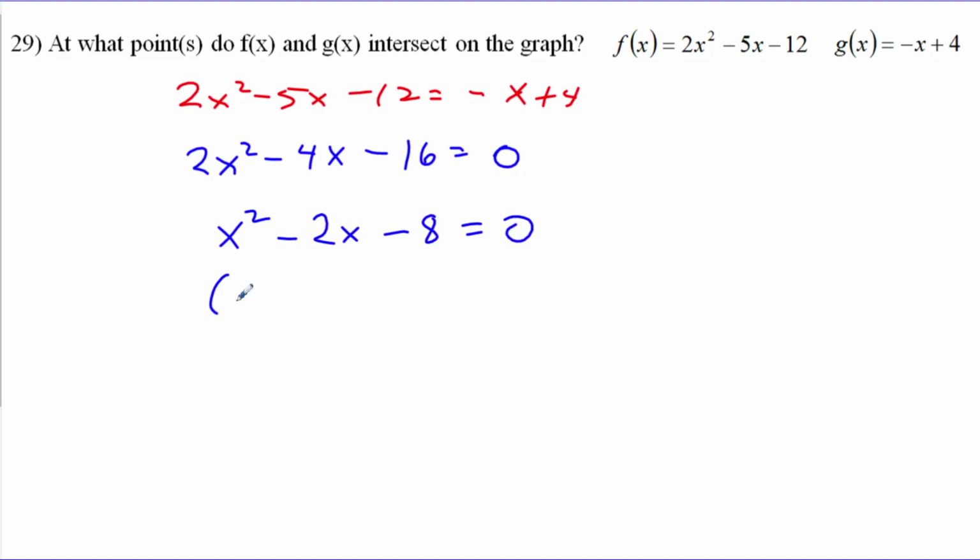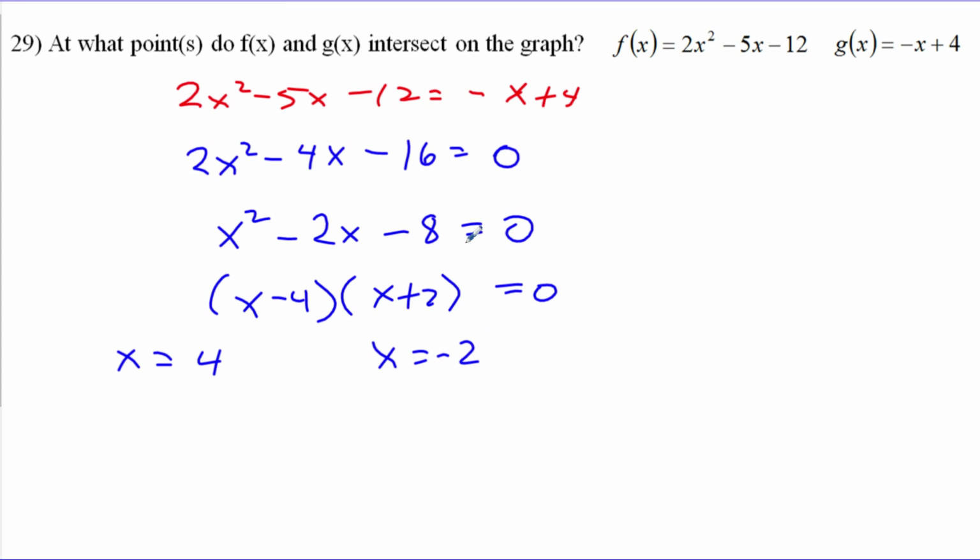And I can factor this. This is (x minus 4)(x plus 2) equals 0. So I get two x values. x equals 4 and x equals negative 2. We just need to be careful. They didn't say at what x values. They said at what points, right? Points are made up of an x and a y.